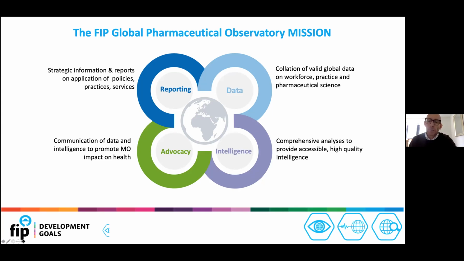This communication will often be via the FIP Atlas, which is our visualization platform for displaying our intelligence across the globe. Finally, we will provide evidence-based strategic information, reports, and guidance on the application of pharmaceutical science policies, practices, and services.